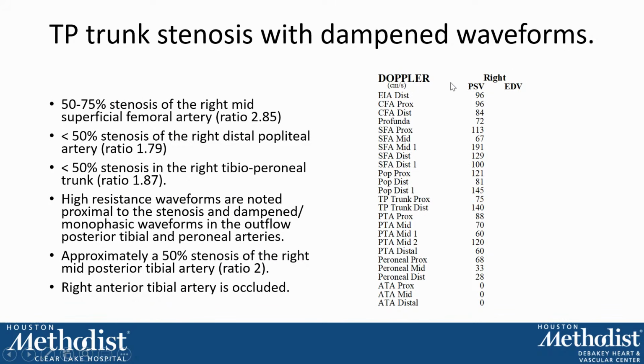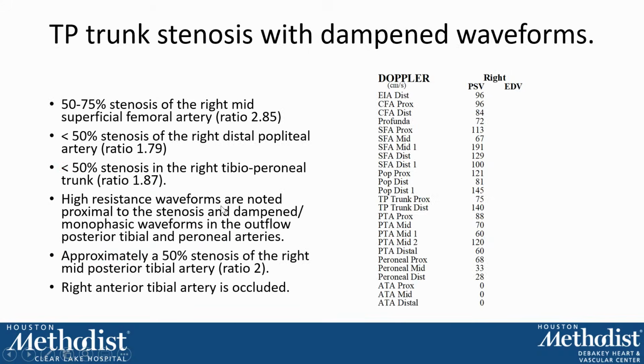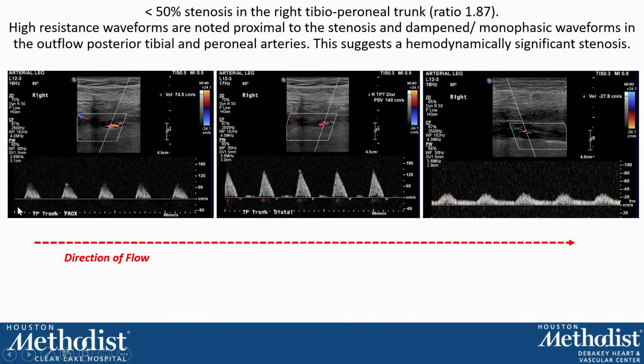So this is sort of how we tabulate the different velocities that we see on the study and how we tend to document some of our reads. But again, let's take a look at the same patient that's tabulated up here, and we see tibial peroneal trunk, high resistance waveform in the tibial peroneal trunk. In the distal tibial peroneal trunk, we see increased velocities. Okay? So here the peak systolic is about 50 or so. Here our peak systolic is 140.